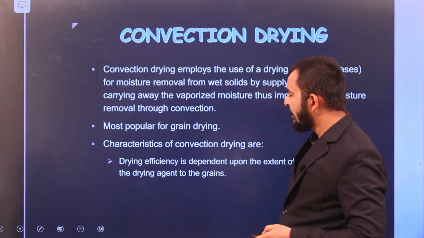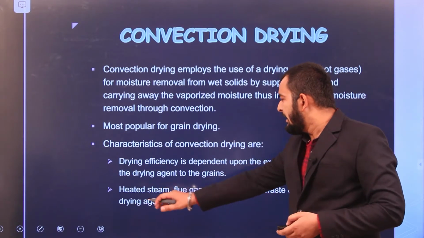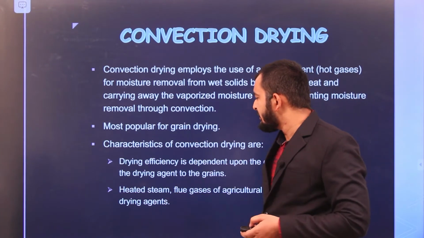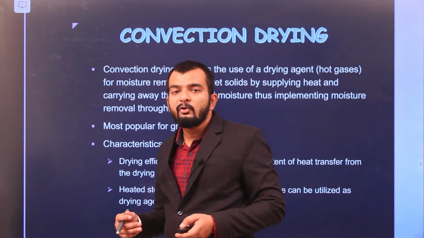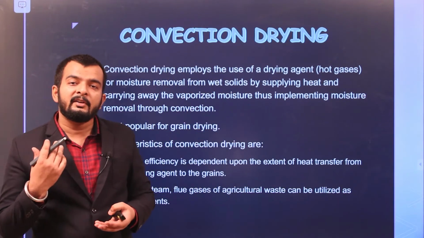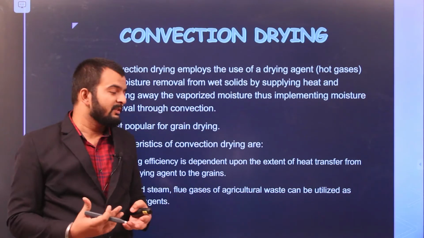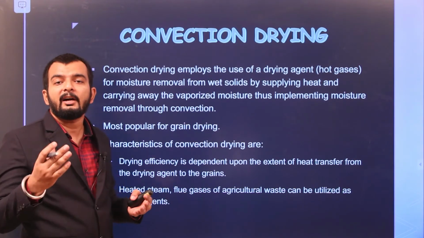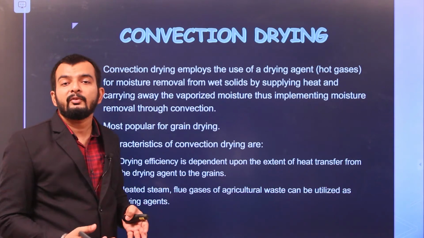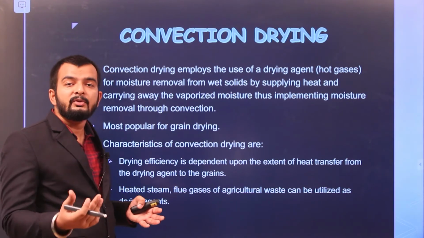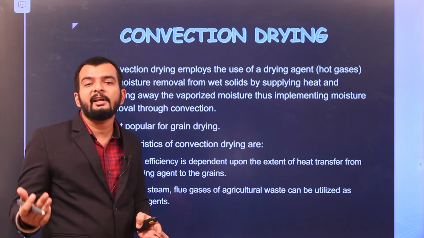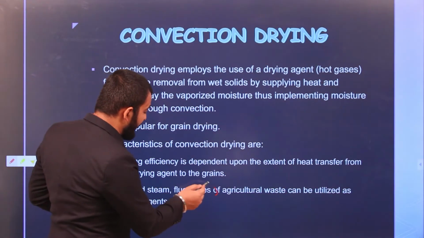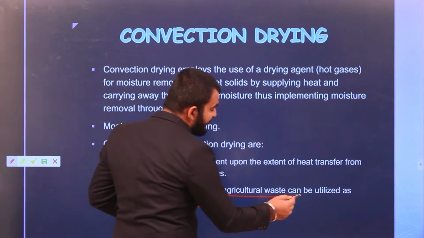Okay, coming on to the next characteristic: heated steam and flue gases of agricultural waste can be utilized as a drying agent. See, in case of convection drying, the drying agent we are using is hot gases. In this case, either we can use a purified gas or a single gas, like nitrogen which is inert, or we can use our common natural air also. But also in convection drying, we can use flue gases from agricultural waste.